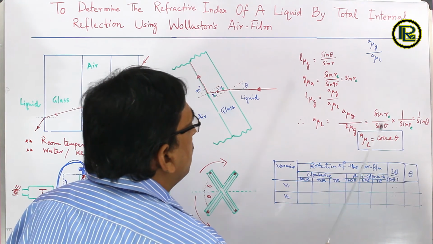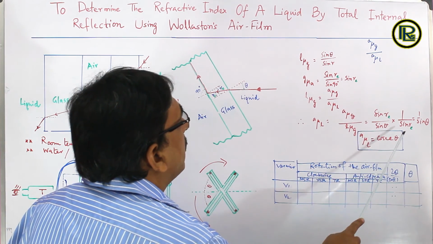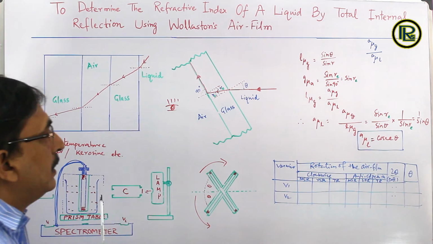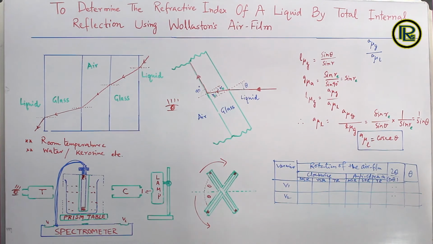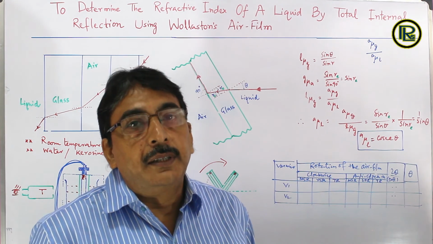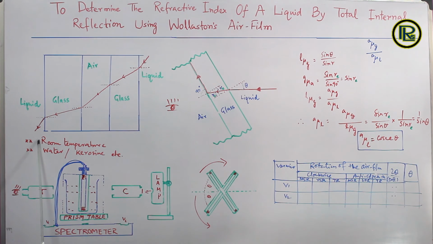With the help of this theta value, we can measure the refractive index of the liquid with the help of this working formula, mu equals cosec theta. The entire experiment is done at room temperature, so that room temperature we have to note. As I said earlier, this experiment can be done for water, salted water, sugar solution, white kerosene, etc.